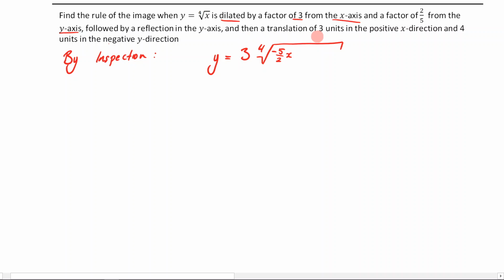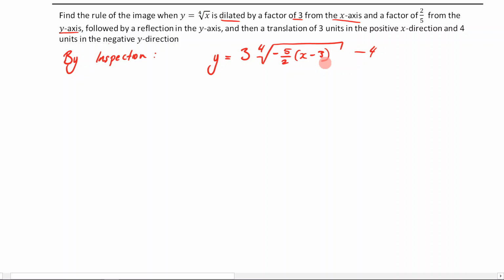And then a translation of 3 units in the positive x direction. So that means I replace my x with x minus 3 because it's in the positive direction, and then 4 units in the negative y direction. So then it's going to be minus 4. If I was just to write this a bit neater, it's minus 5 on 2, x minus 3, close my brackets. So that's what I'm saying the answer is going to be.